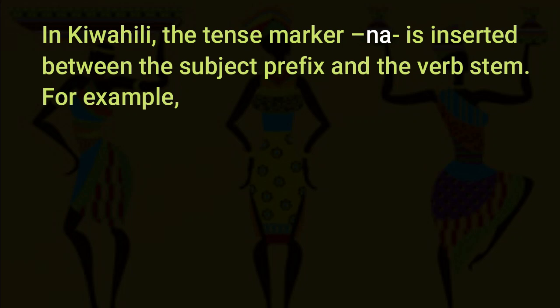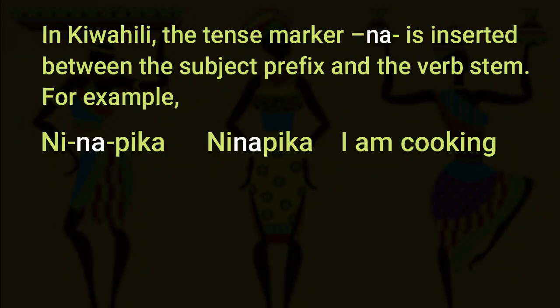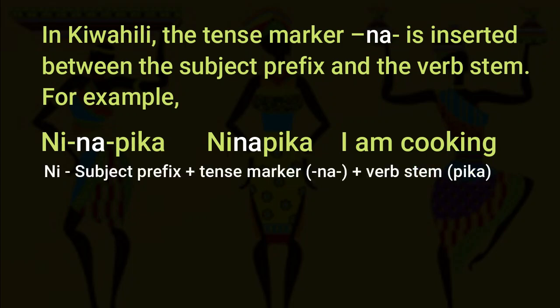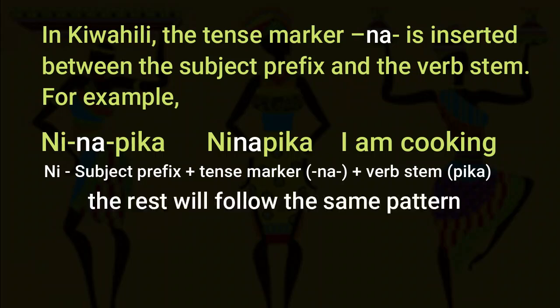For example, ninapika, I am cooking, whereby ni is a subject prefix, na is a tense marker, and then pika is a verb stem. The rest will follow the same pattern. Okay.